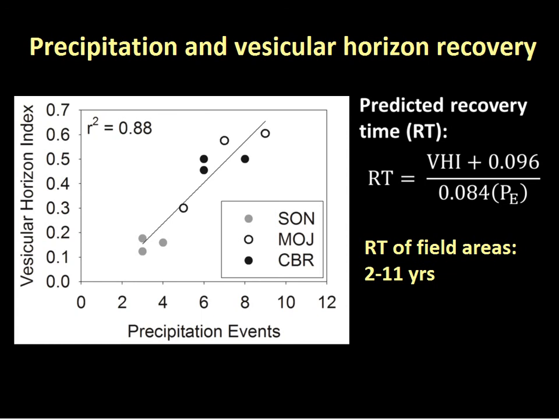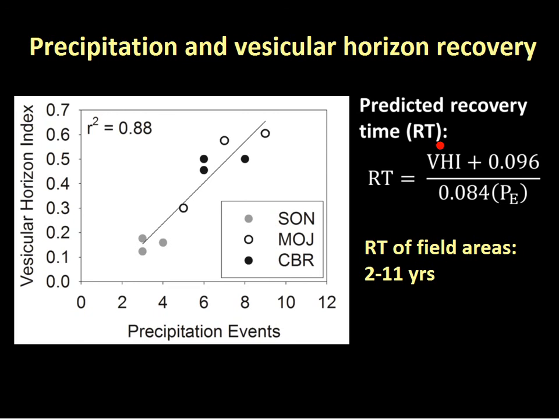So it seemed that the main factor controlling the degree to which the vesicular horizons recovered was the number of times that it rained over the course of the year. And we also see a relationship to the ecoregion, particularly in the Sonoran Desert. We had a very low number of precipitation events, which led to very low vesicular horizon index. So based on this trend, we can predict how long it would take the vesicular horizons to recover at these field areas.